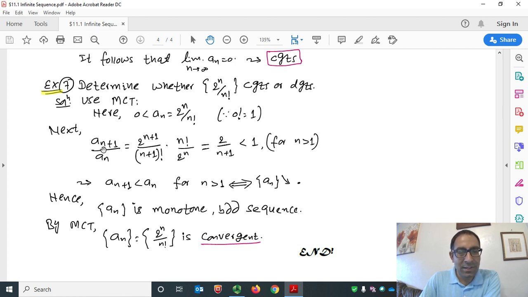So let's cross multiply. a_(n+1) is less than a_n. That means the n plus 1 term is smaller than the nth term, so our sequence is decreasing. The sequence is decreasing and bounded by 0, so the sequence is monotone and bounded. Then by the MCT, the given sequence is convergent. Great. So we finish the sequences today. In the next class, we'll start infinite series. Thank you.